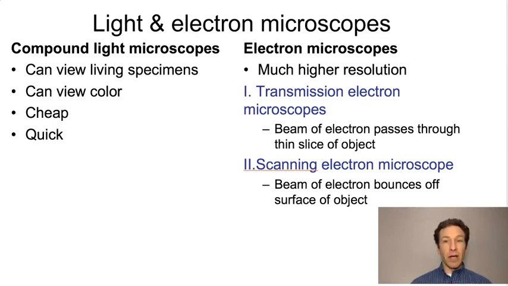In contrast, for electron microscopes, the big advantage is that because the wavelengths are much shorter, there's much higher resolving power. There are two types of electron microscopes. But before we go to the types, the problems with electron microscopes are that they can be very expensive, both to buy and to maintain, and the process of preparing specimens to view is relatively more complex.